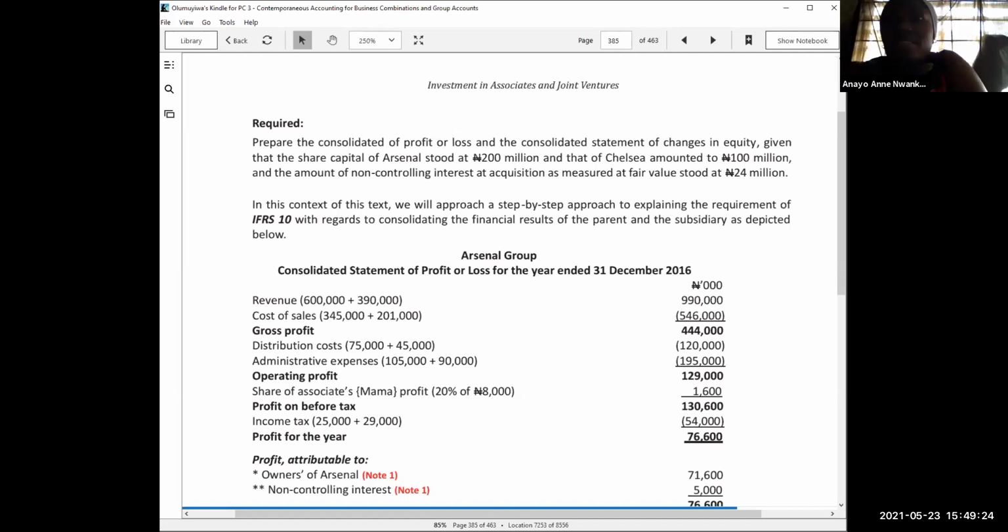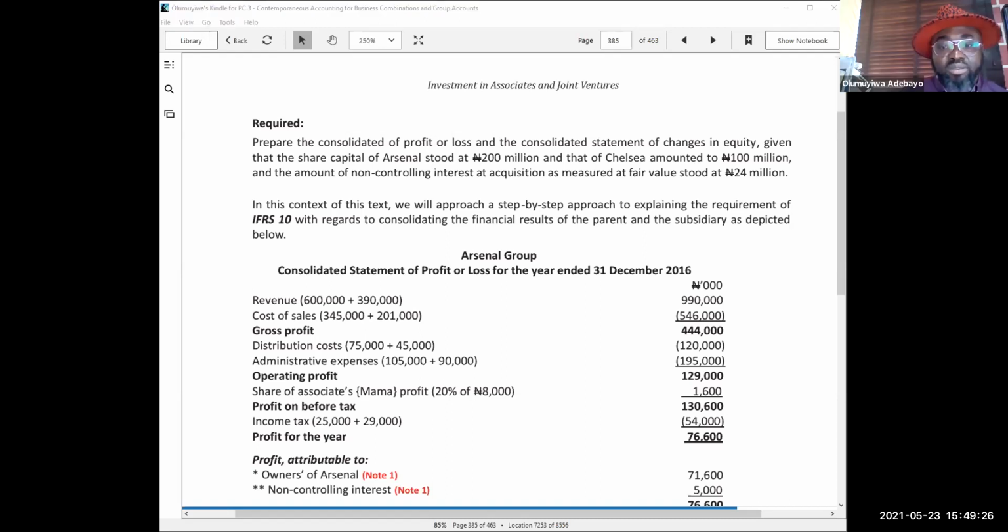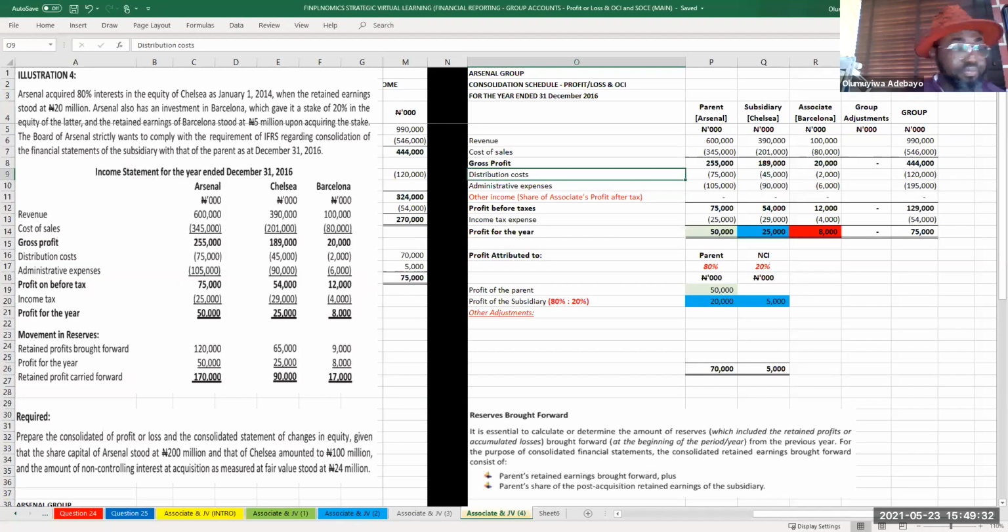Now let's try. Who can give us a clue about what is required of us here? How will you attempt solving this question? What is required of you?